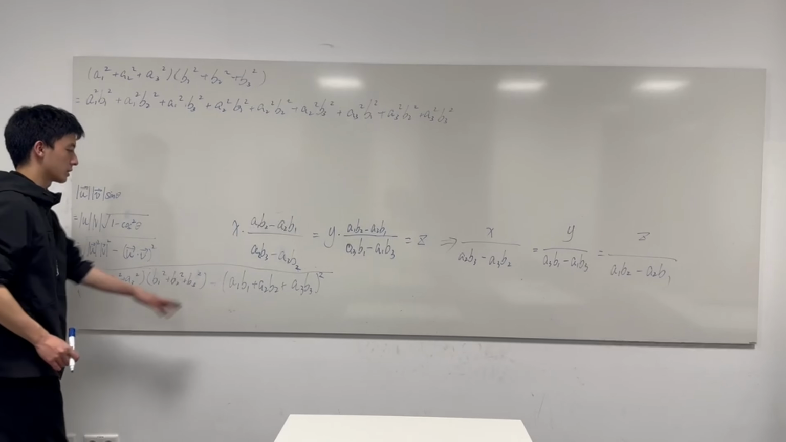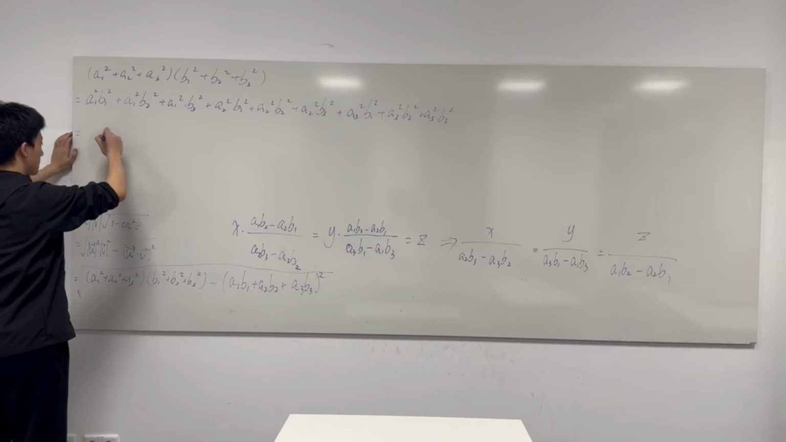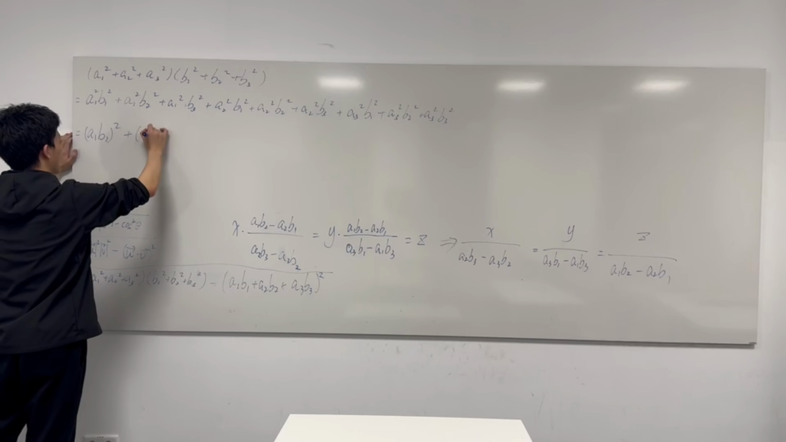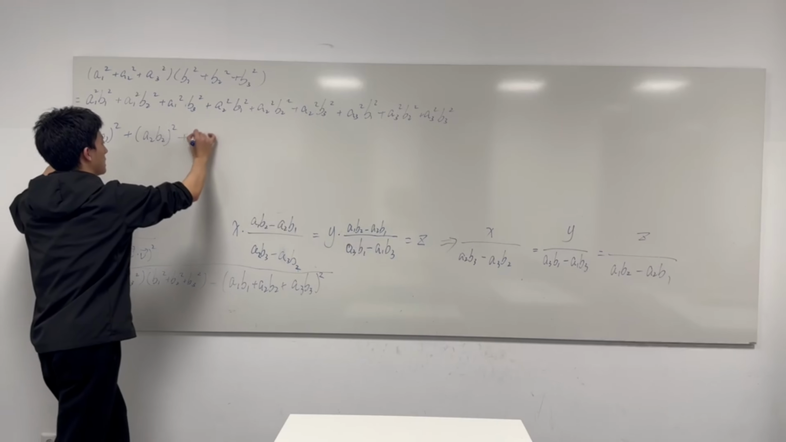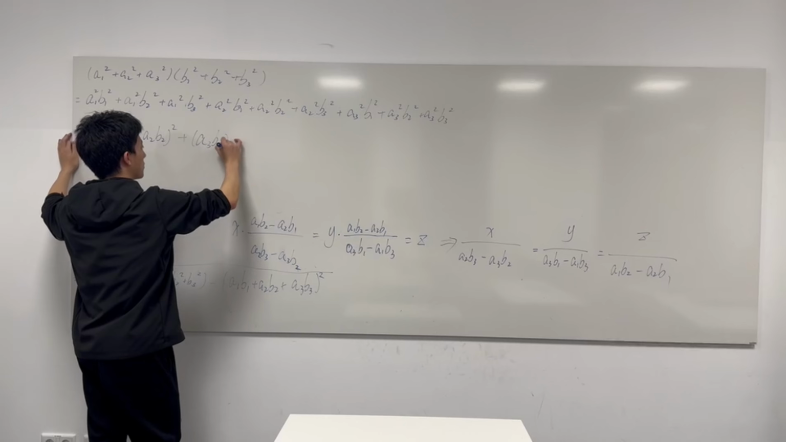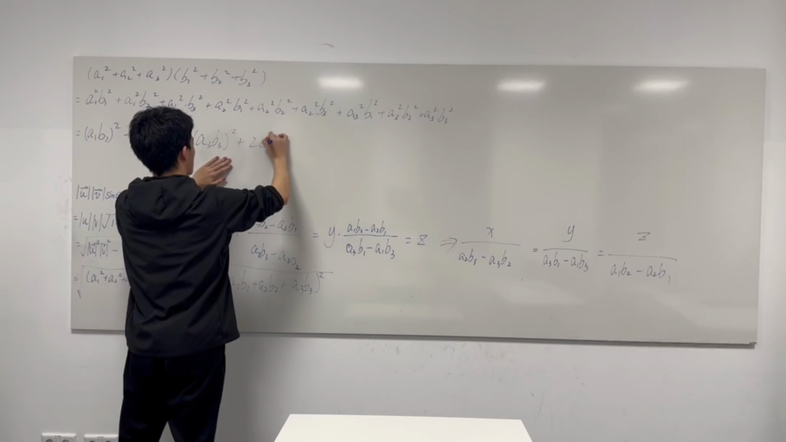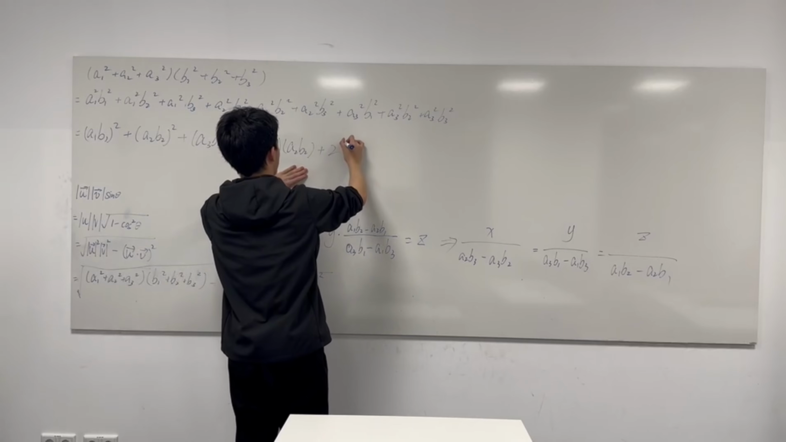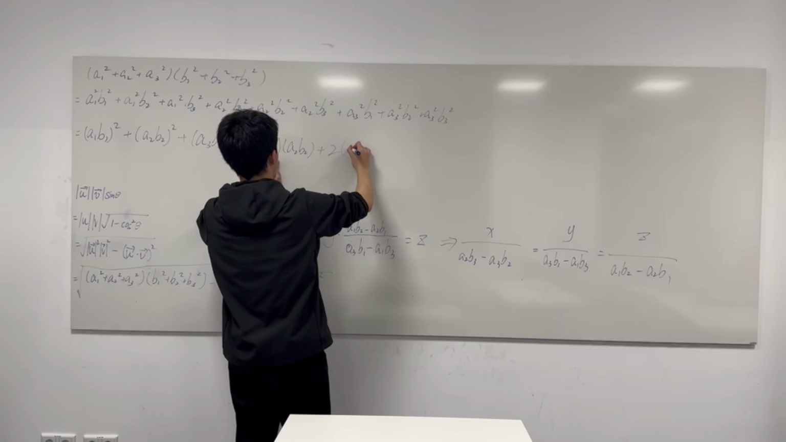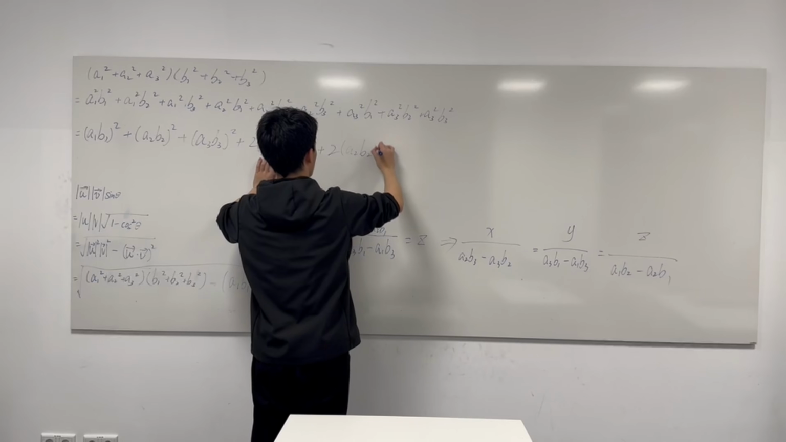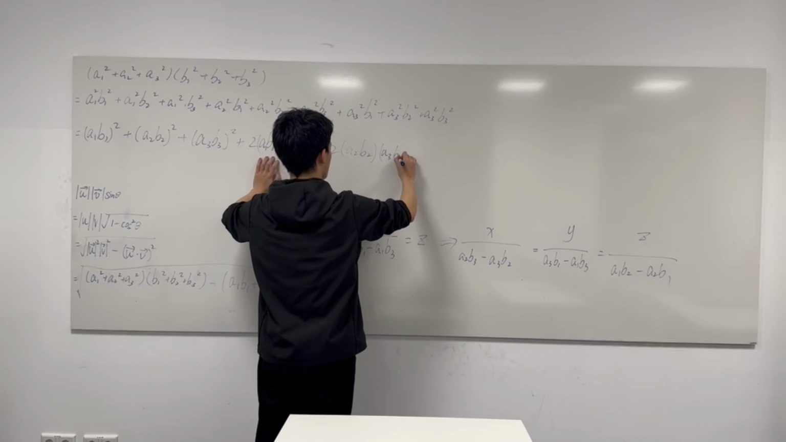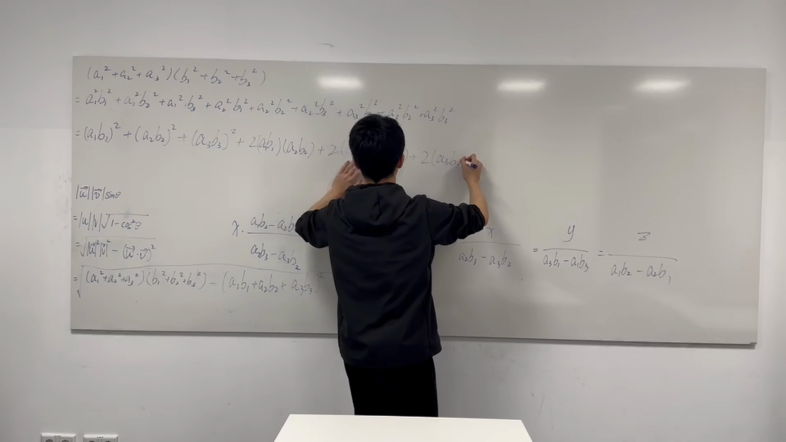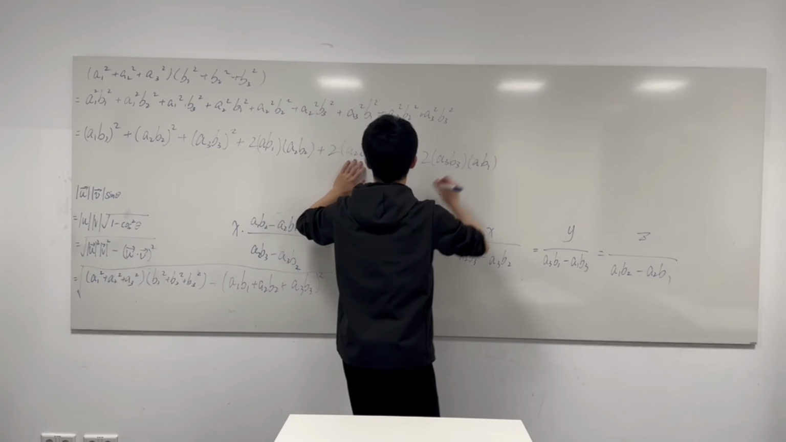And let's look at (a1 b1 plus a2 b2 plus a3 b3) square. This one is much more complicated, but we can check. We will get (a1 b1) square plus (a2 b2) square plus (a3 b3) square plus 2 a1 b1 a2 b2 plus 2 a2 b2 a3 b3 plus 2 a3 b3 times a1 b1.